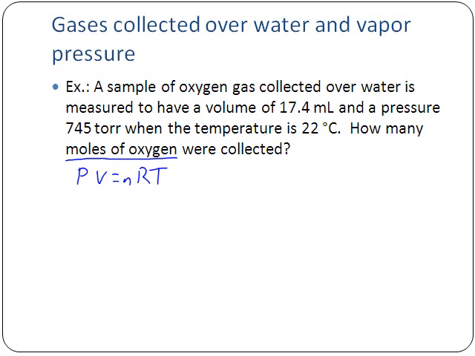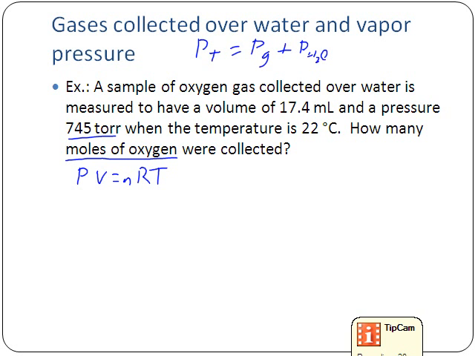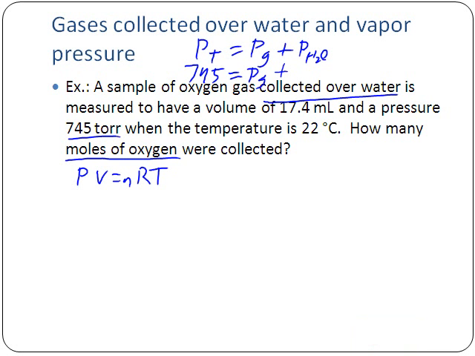Other hint here is the fact this gas isn't changing. So we're looking for moles of oxygen. So that means we need the partial pressure of the oxygen. We have 745 torr. This is the total pressure. So what we have to do is we know the total pressure is going to be equal to the partial pressure of the gas, in this case the oxygen, plus the partial pressure of water vapor. We know it's water vapor because it tells us it's collected over water. So we have a mixture of oxygen gas and water vapor. The total pressure is 745 torr. The partial pressure of the gas is what we're looking for. And we're going to add this to the partial pressure of the water vapor.